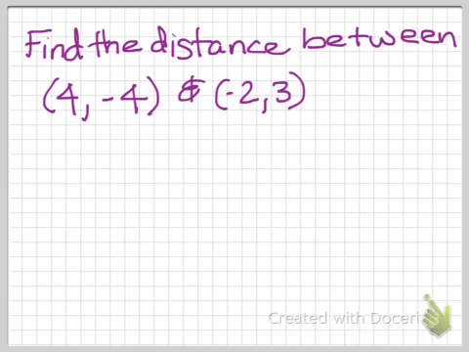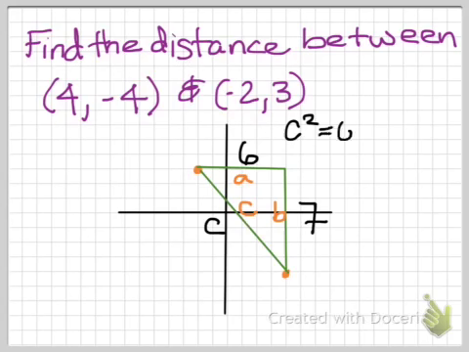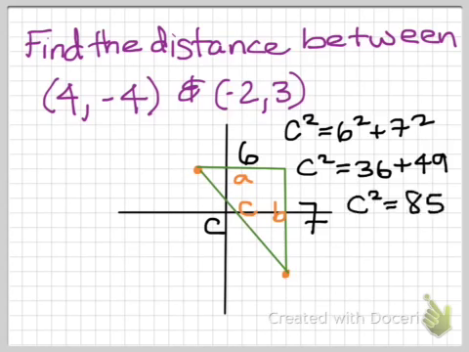distance between 2 points. So first problem, find the distance between 4, -4 and -2, 3. So the first thing that you can do is graph those 2 points, draw a line between them, and then make your triangle. Now what we want to do is figure out what A and B are so that we can find C. So the distance of A is going to be 6 and the distance of B is going to be 7, and then we need to figure out C. So 6 squared plus 7 squared equals C squared. C squared equals 85, and C is the square root of 85.